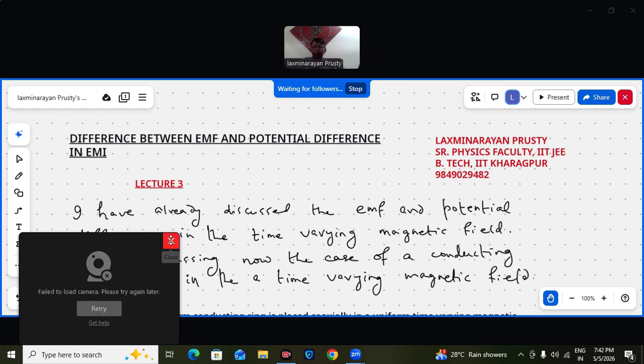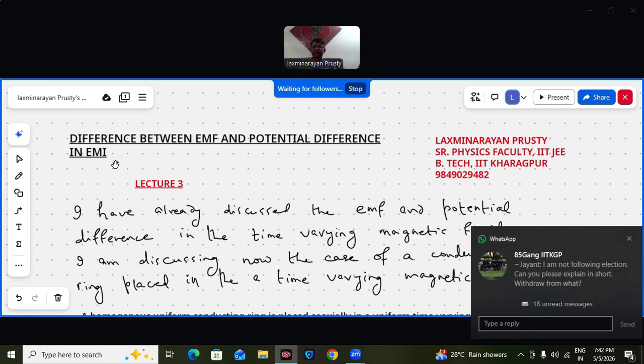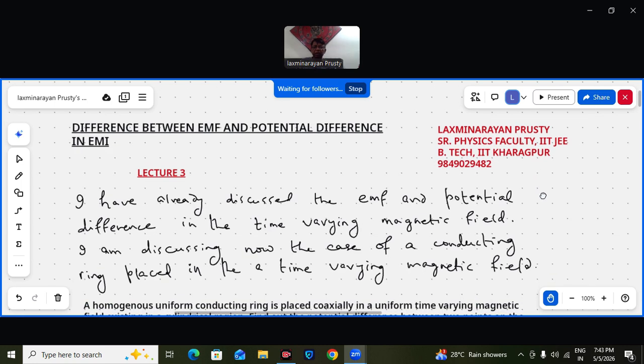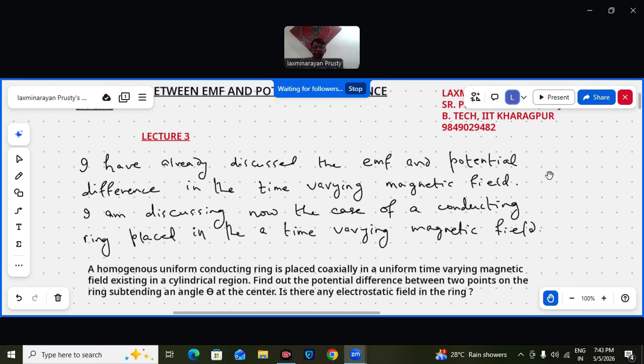We are going to discuss lecture 3 of the difference between EMF and potential difference in EMI. Already I have discussed this in VDL 110 and 111, this EMF and potential difference. Now I am going to discuss a very crucial point here.